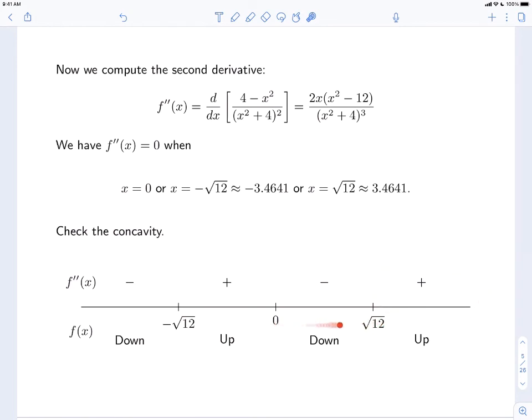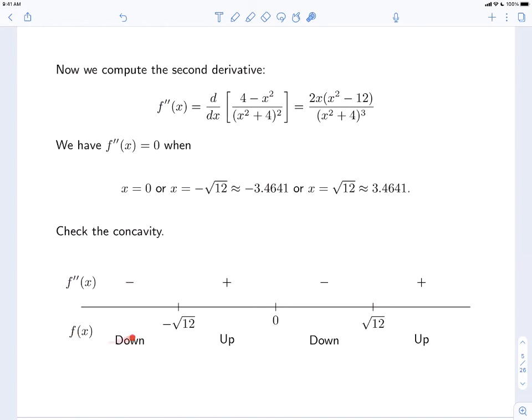Between 0 and the square root of 12, you can pick something small like 1. So then you'll have 2 times a negative 11. So that will be negative. If you pick negative 1, then you'll end up with a negative 2 again times negative 11. So you'll have a negative times a negative, which is a positive. Again, the denominator is always positive.